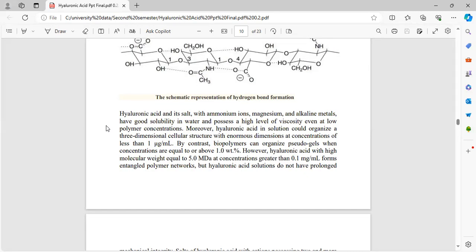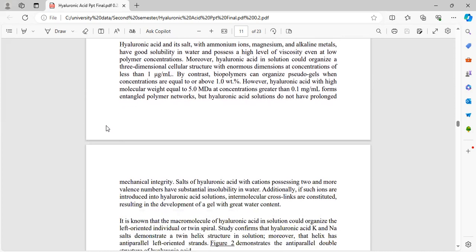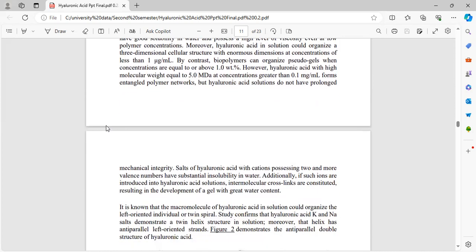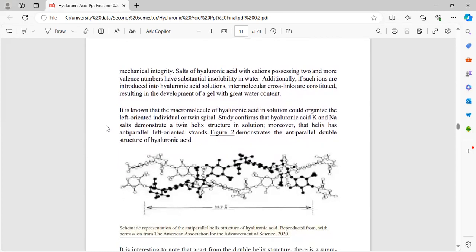However, hyaluronic acid with high molecular weight, equal to 5.0 MDa, at concentrations greater than 0.1 forms an entangled polymer network, but hyaluronic acid solutions do not prolong mechanical integrity. Salts of hyaluronic acid with cations possessing a valency of 2 or more have substantial insolubility in water. Additionally, if such ions are introduced into hyaluronic acid solution, intermolecular crosslinking can occur, resulting in the development of a gel with great water content.